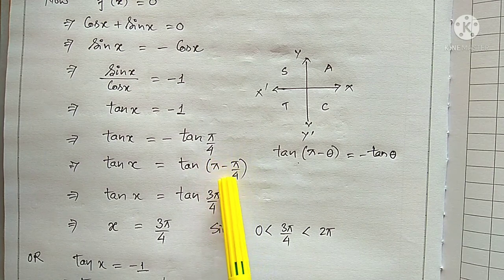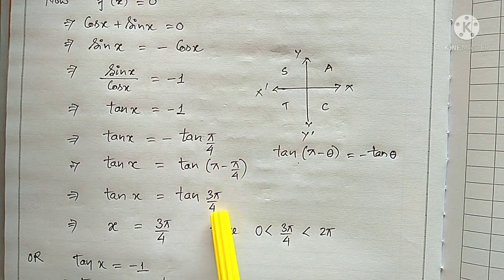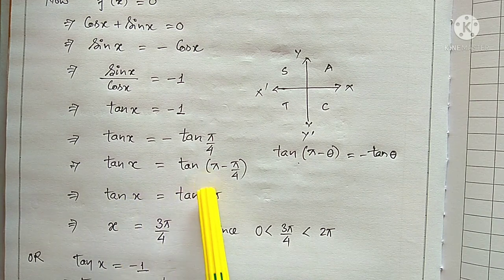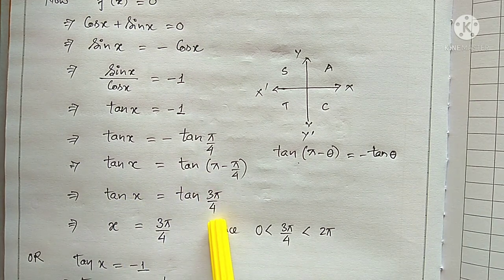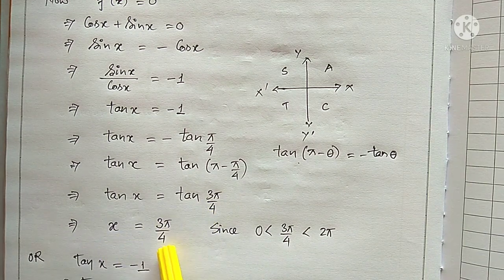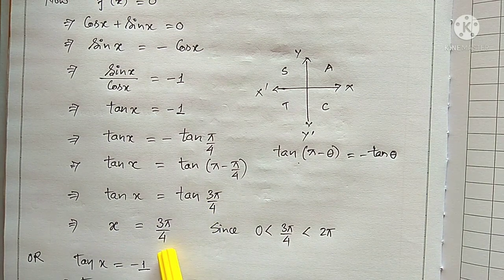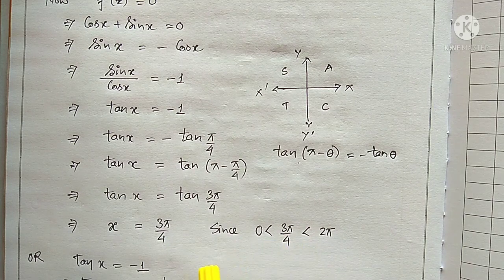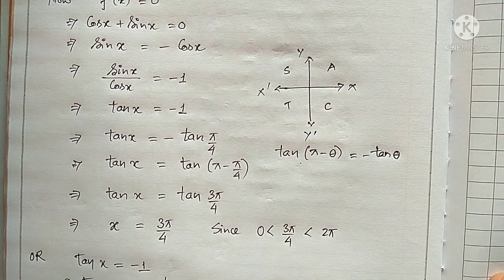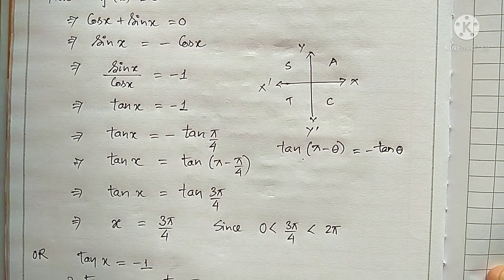Now if we calculate this part, then we get 3 pi by 4. So in this case you see here 10x equal to 3 pi by 4. Now easily we can compare, and now here x equal to 3 pi by 4. Is it clear? And we know 3 pi by 4 lies between 0 and twice pi. Is it clear? Okay, now one more angle is there, which one is the fourth quadrant.